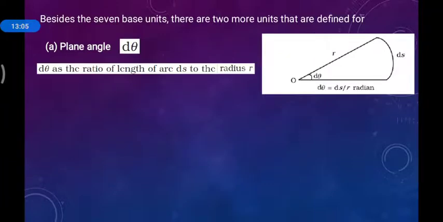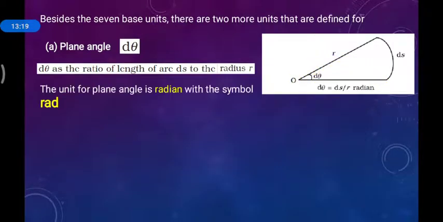So d theta is actually the plane angle, the ratio of the length of the arc covered, ds upon r. So d theta is equal to ds upon r. This is very important from the MCQ point of view. And the unit for the plane angle is radian. d theta is measured in terms of radian, and its symbol is rad. It is abbreviated as rad. Very important. Please remember it. It will be asked in the MCQ.